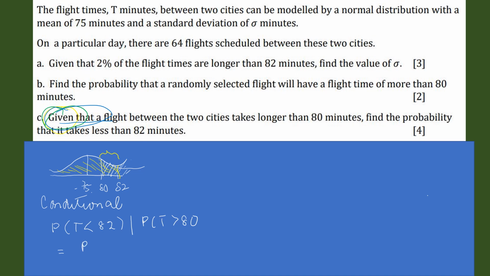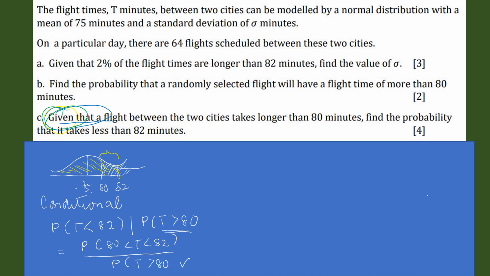To solve this kind of problem, this is simply the same as getting the intersection by formula. You can look it up in the formula booklet, that conditional probability. You get the intersection of the two, which is 80 to 82, over the probability that t is greater than 80.